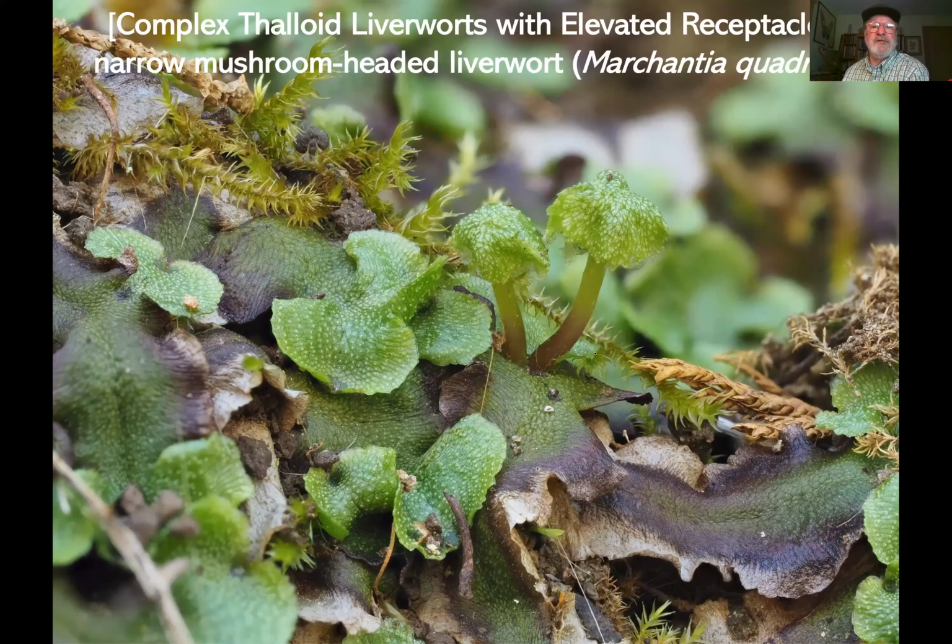Here's a different species of the same genus. This is called Marchantia quadrata. This is a comparatively rare, strictly calciphile, limestone-loving Marchantia that grows in southern Ohio on limestone and elsewhere on limestone.